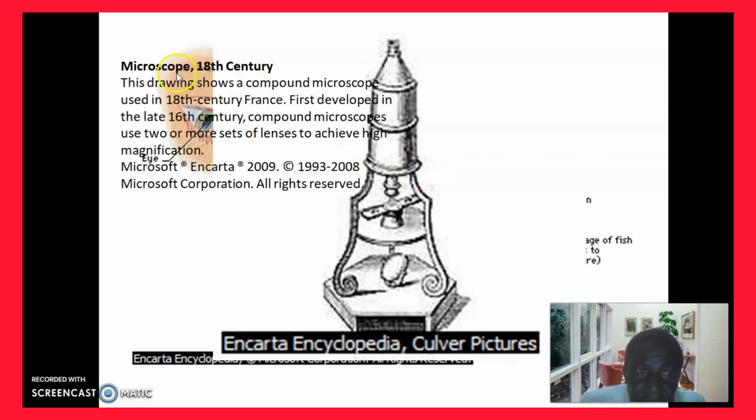So the microscope, 18th century. This is the 18th century drawing. This drawing shows a compound microscope used in 18th century France. First developed in the late 16th century, the compound microscope used two or more sets of lenses to achieve high magnification. So you can understand why it is called compound, because of two or more lenses used.